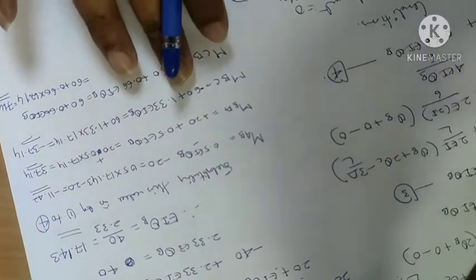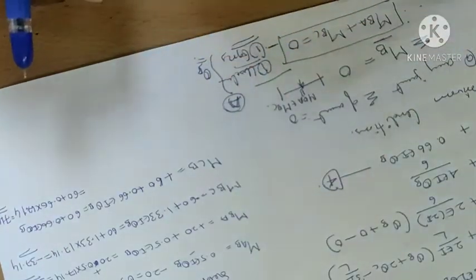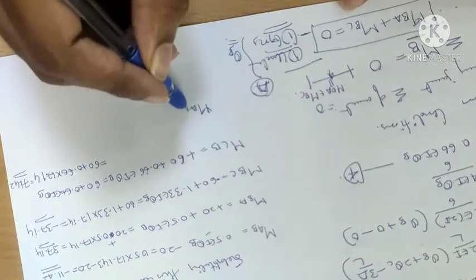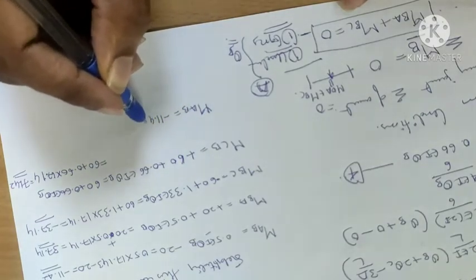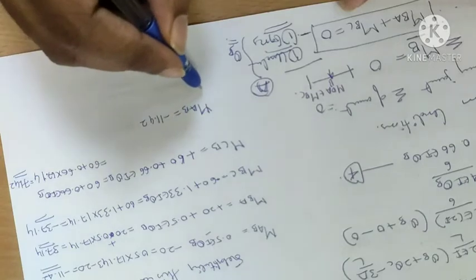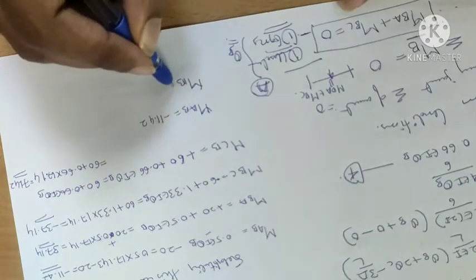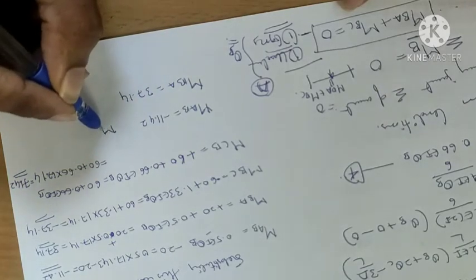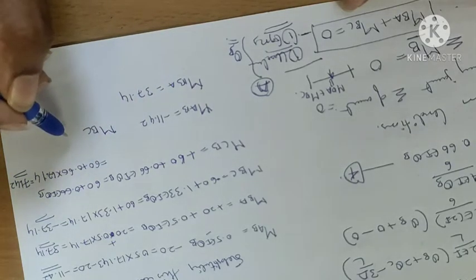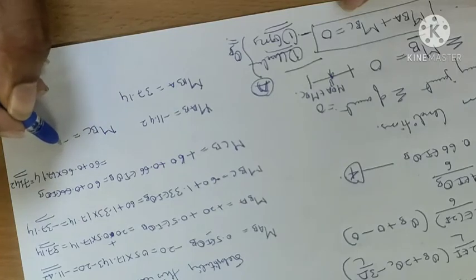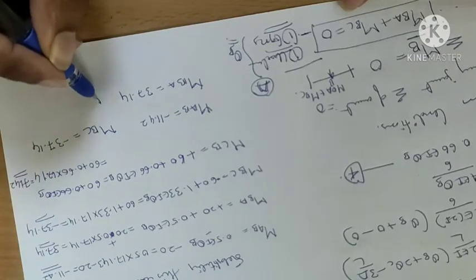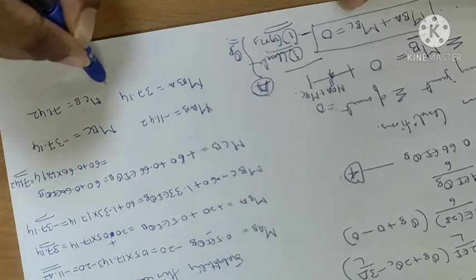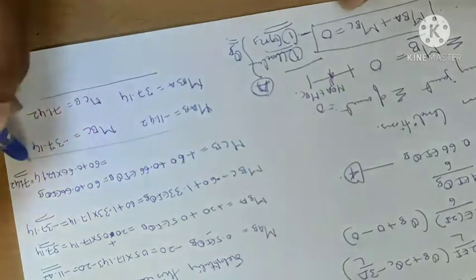So when you find out the moments, these are the moments. MAB is equal to minus 11.42. MBA is 37.14. MBC is minus 37.14. MCB is 71.42. So these are the final moments.